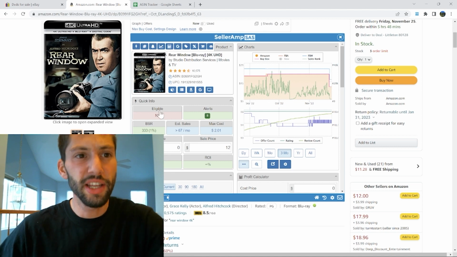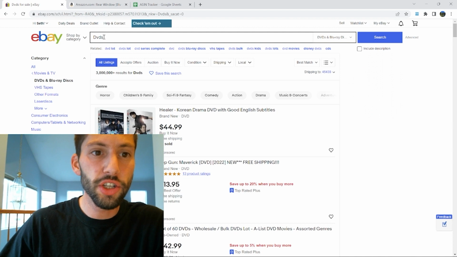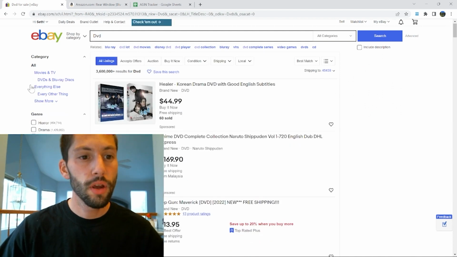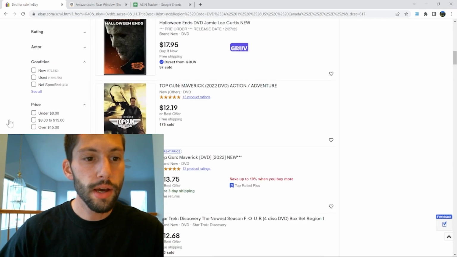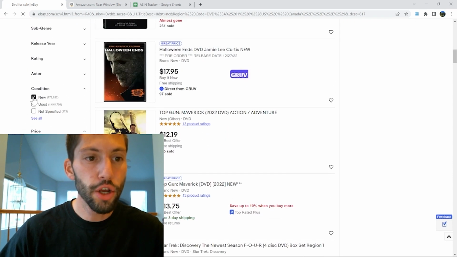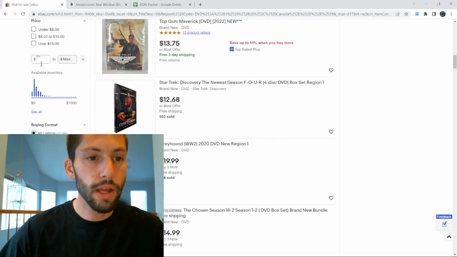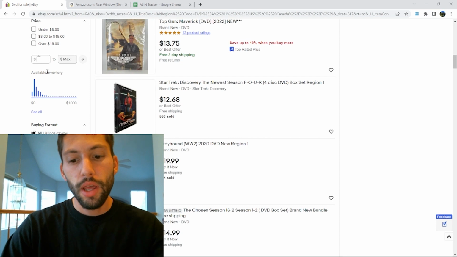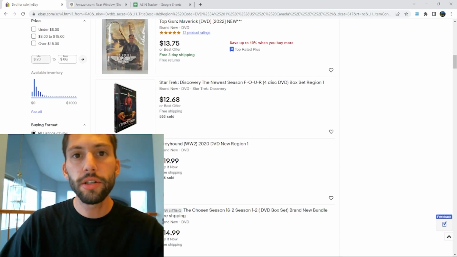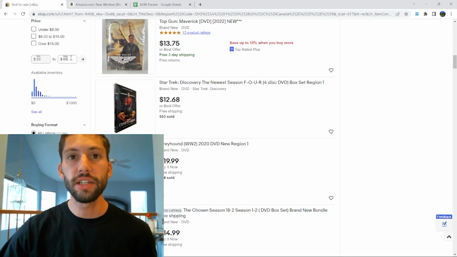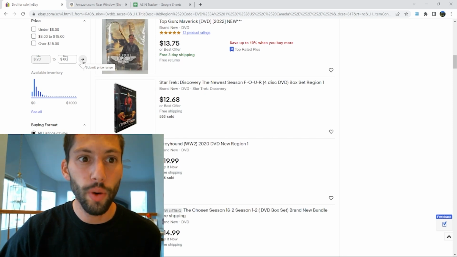We're going to go ahead and get started here. One thing I like to do to find new DVDs is go on eBay and type DVD, look at the United States DVDs, filter by new, and put in a price parameter. If these DVDs are somewhere between $20 and $60, they're probably going to be the higher end DVDs that we're looking to sell on Amazon for $40 to $120.